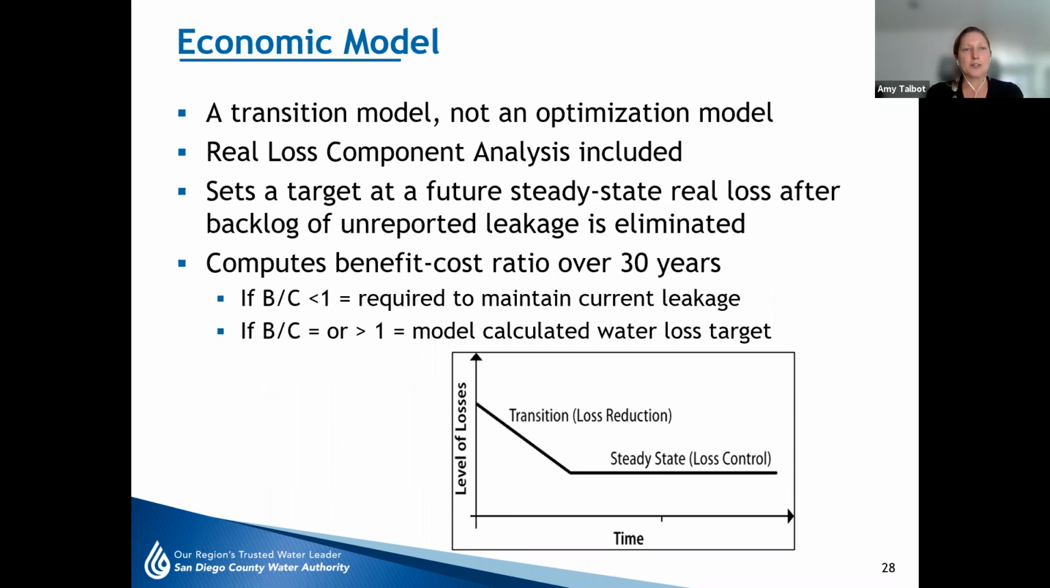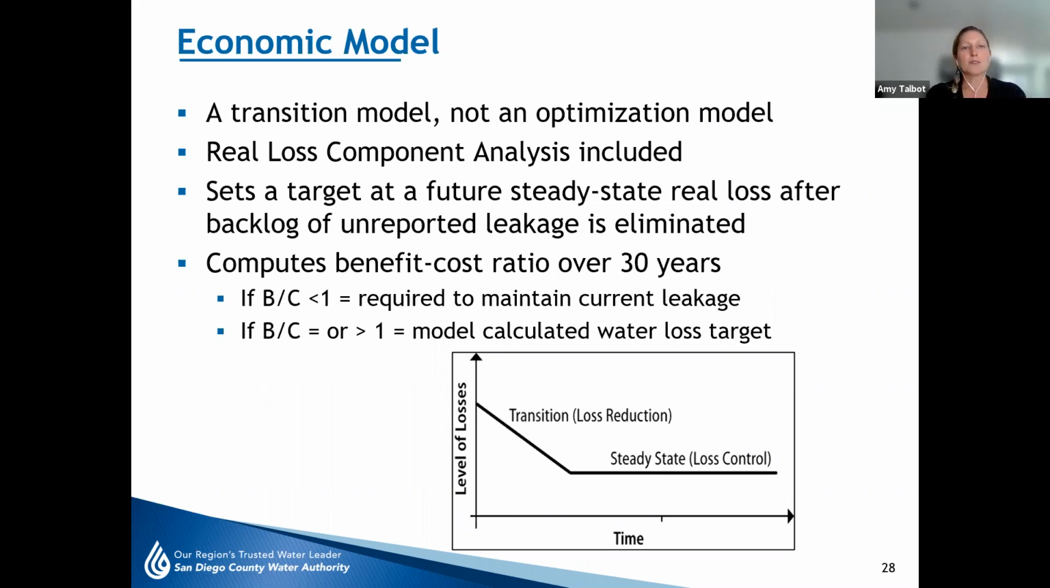It does include the real loss component analysis, which some agencies are familiar with. It's basically a deeper dive into the audit and helps you prioritize what activities might be beneficial, and also estimates in a certain way water loss savings. So that's built in there, but again, it's surrounded by a ton of policy decisions. So I just didn't want to miss that component. And then it sets the target at a future steady state of real loss. So once you reach the target, you have to maintain that same target over a 3-year rolling average going forward.